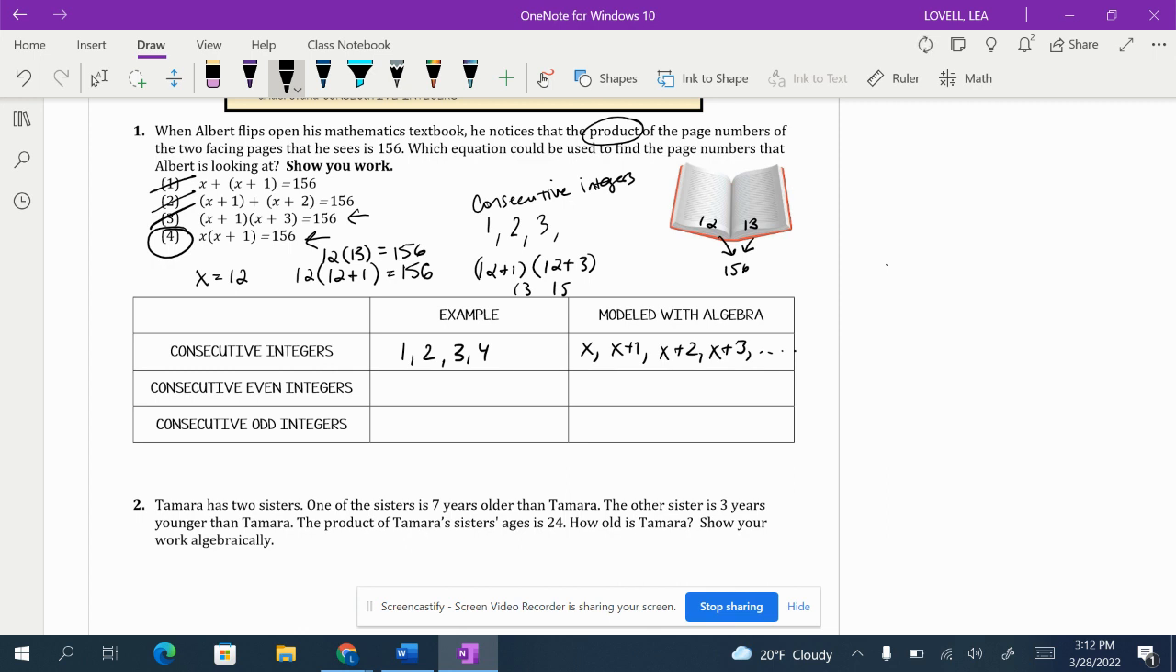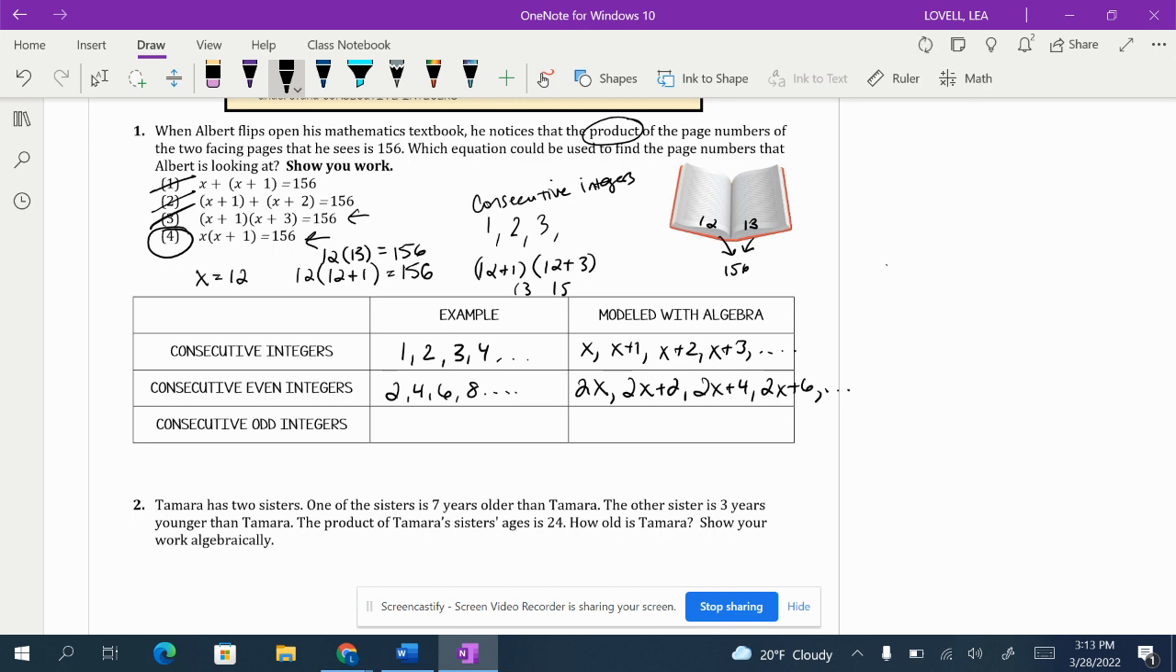Consecutive even integers. Consecutive even integers are 2, 4, 6, 8. You get the idea. The way that we model those with algebra is we first have to start with a number that we definitely know is even. And a number that is multiplied by 2 is always going to be even because every even number is divisible by 2. So if we right off the bat start by making sure that 2 is a factor of that number, we know it's going to be even. And then to get to the next even number, we've got to add 2 because an even plus an even is an even. So we would do 2x plus 2, 2x plus 4, 2x plus 6, and so forth. That's how we would get consecutive even integers.